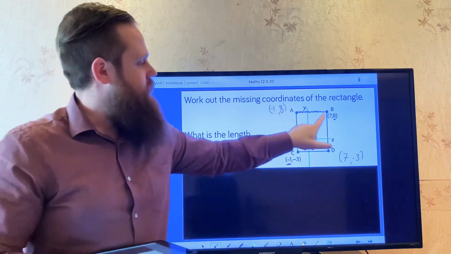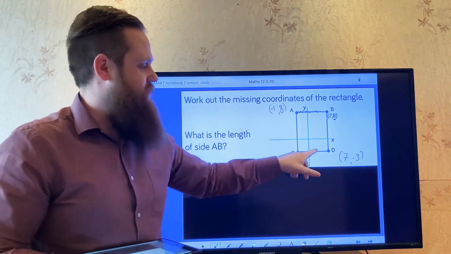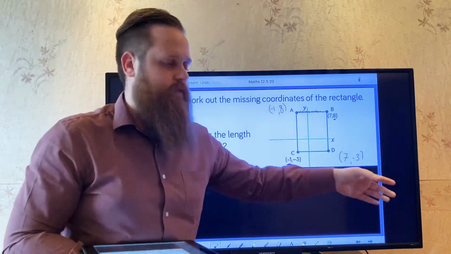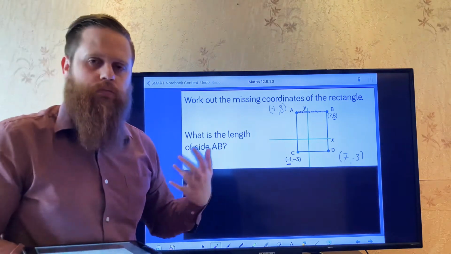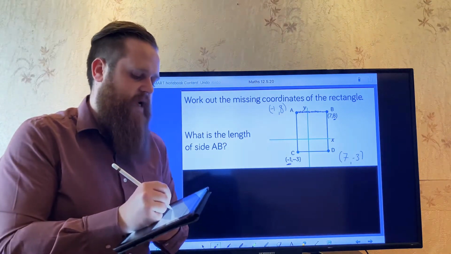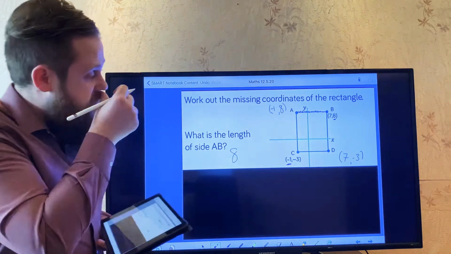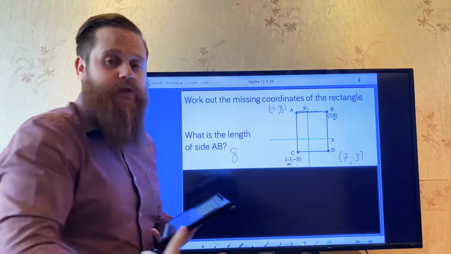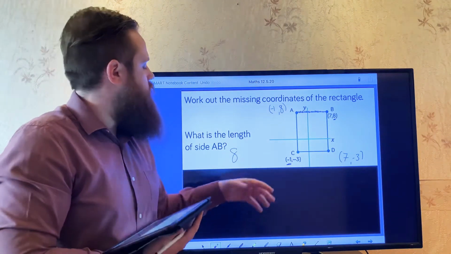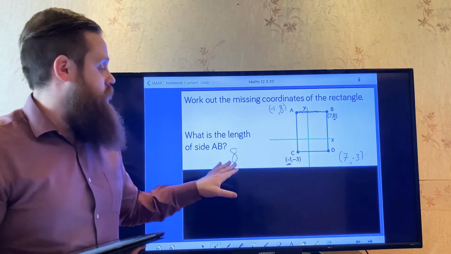So -1 to 7, well, -1 to 0 is 1, and 0 to 7 is 7. So 1 plus 7 is 8. That must mean that the length of side AB is 8. Now, it doesn't give us a unit of measurement. If it's in centimetres or cubes or bricks, we could put that afterwards. But we don't have that information, so we're just going to write an 8.